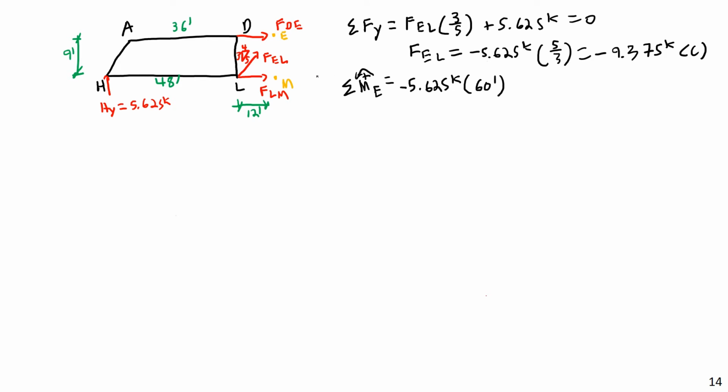Sorry about that. Then I need to consider the moment generated by force LM about point E. This is going to be a positive moment because it's counterclockwise rotation about point E. So plus FLM times a moment arm length of the vertical distance of 9 feet. And this is then all equal to 0. And so then FLM is going to be equal to 5.625 kips times 60 feet over 9 feet. And that will come to a value of, it's going to be tension, going to be positive. So 5.625 times 60 divided by 9 comes to 37.5 kips exactly. And this is going to be in tension.